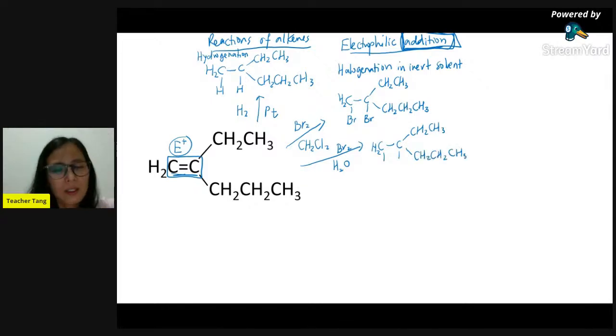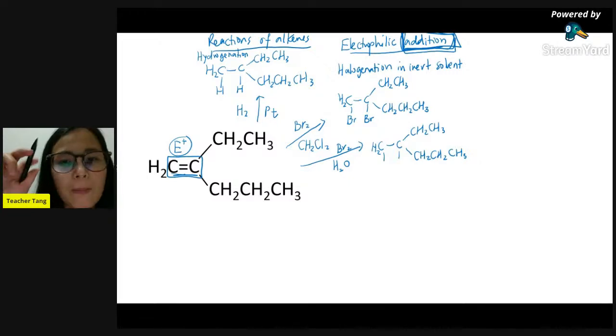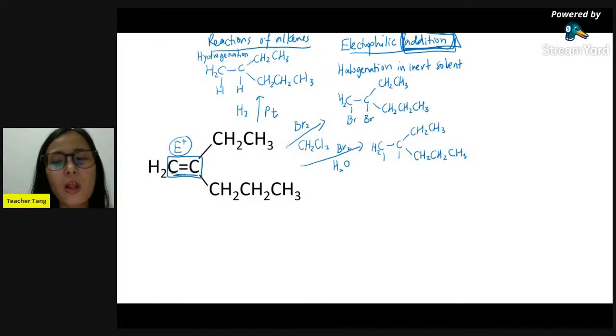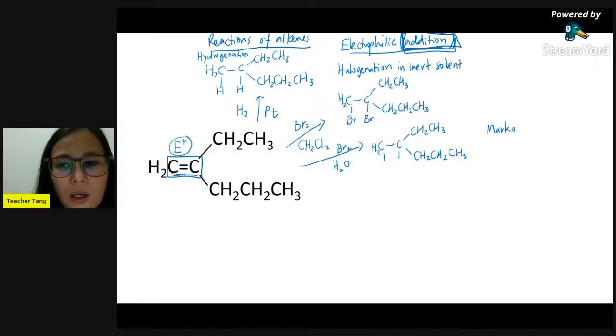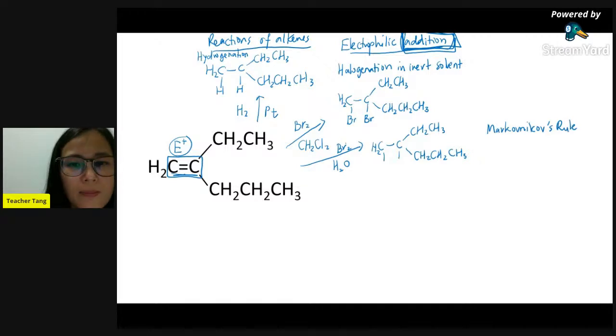The molecule can be as big as it can, but the reaction only happens at the functional group, the carbon-carbon double bond. And this is electrophilic addition. So the double bond becomes a single bond. According to Markovnikov's rule, what does Markovnikov's say? The halogen atom will add to the side which has more hydrogen.